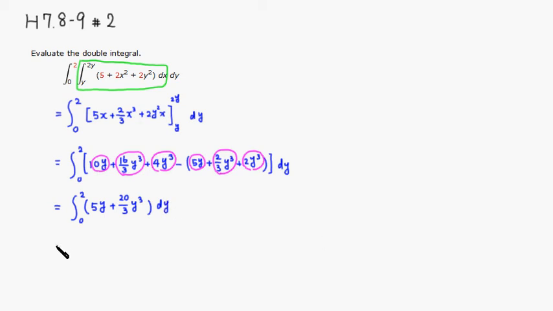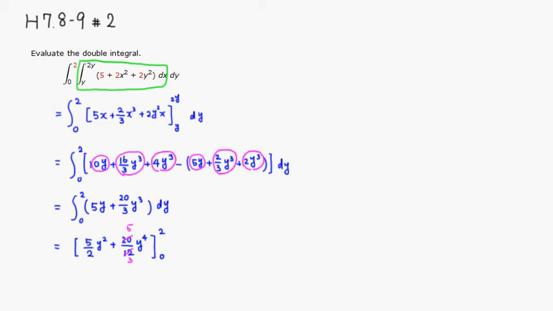Then we can just find the antiderivative. 5 is there, add 1 to the power, so y squared, and then you have to divide by 2. The antiderivative of the next term: you have a 20, add 1 to the power, so that would be 4, and divide by 4, but the 3 was already there, so it's 12. Then you go from 0 to 2. Clean up again: 12 divided by 4 is 3, and 20 divided by 4 is 5.